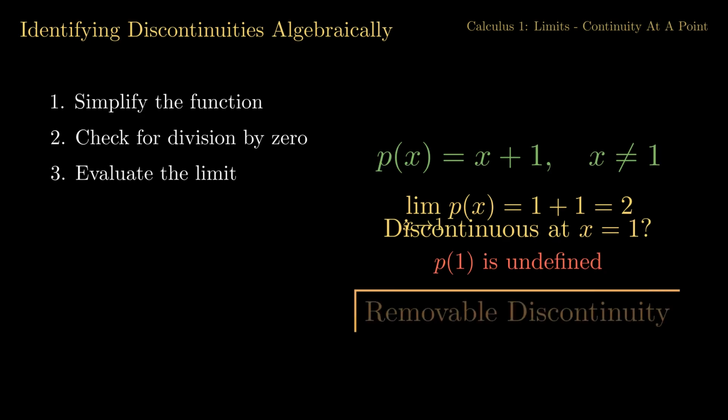Factoring gives us p of x equals x minus 1 times x plus 1 over x minus 1. For x not equal to 1, this simplifies to x plus 1. The limit as x approaches 1 is 2. But p of 1 is undefined, making it a removable discontinuity.